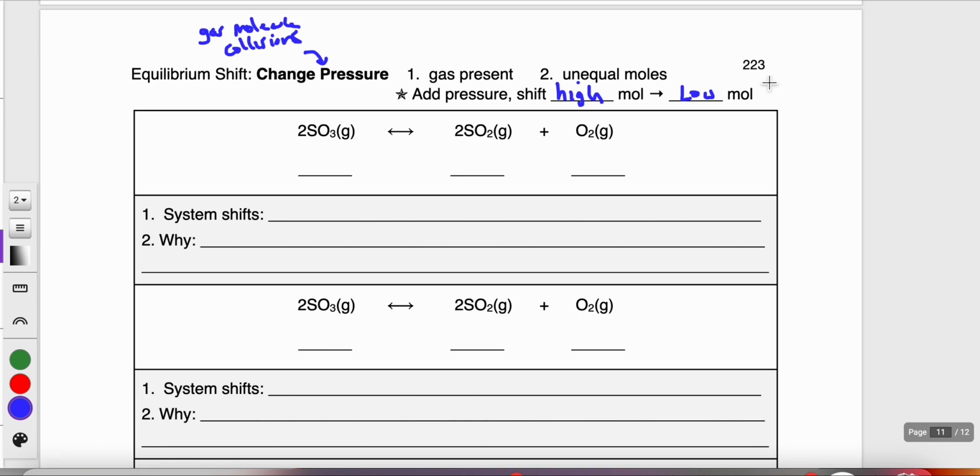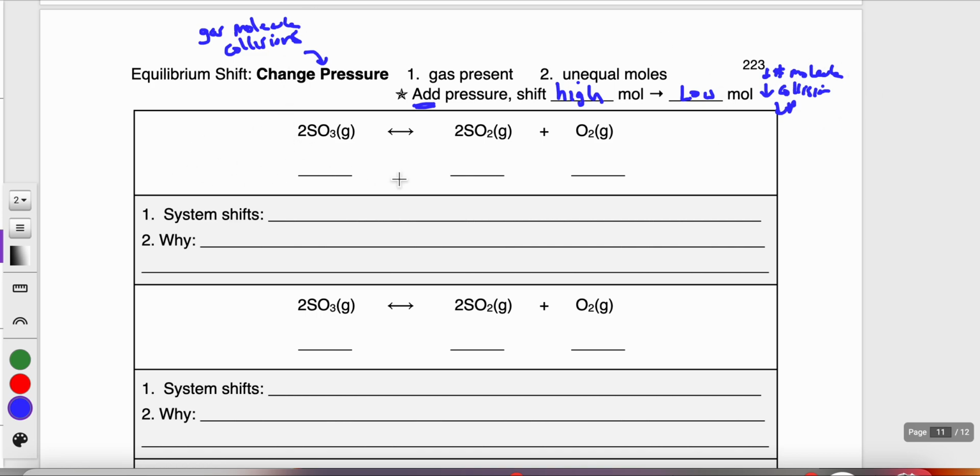on the system. So if we apply pressure, the system has to deal with it, and the way that it deals with it is it favors the side of the reaction where we decrease the number of molecules. Well, if there's less molecules, you decrease the collisions, and if you have less collisions, you ultimately decrease the pressure.